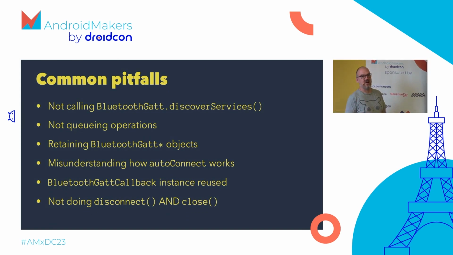It's easy to misunderstand how autoConnect works, because autoConnect is a bad name for that one. And then you reuse the callback. It's also very bad. And you didn't call both disconnect and close. If you don't call close, the close should actually be called unregister or unsubscribe. What it does is remove the callback from the Bluetooth system, so you're no longer getting the callbacks there. Disconnect will just disconnect.